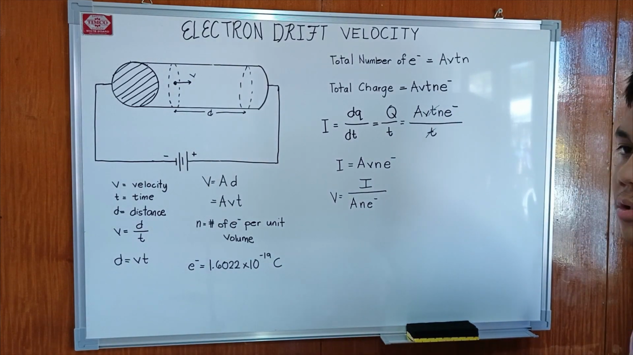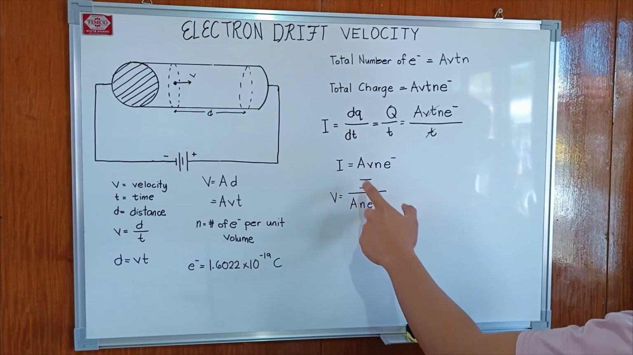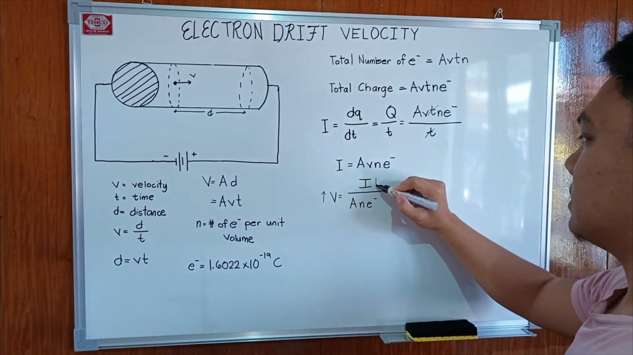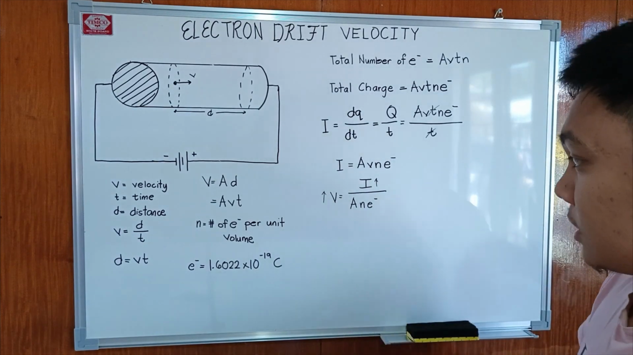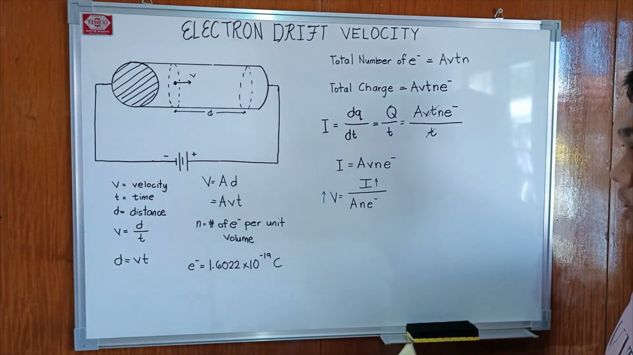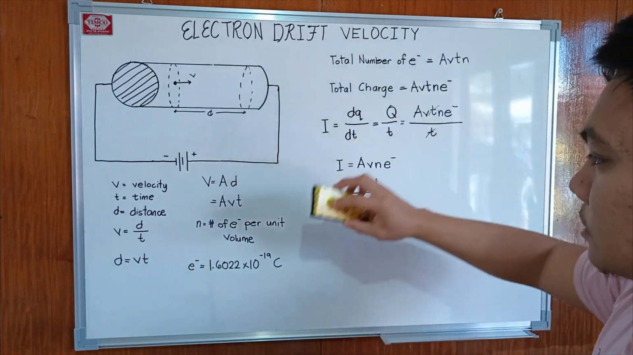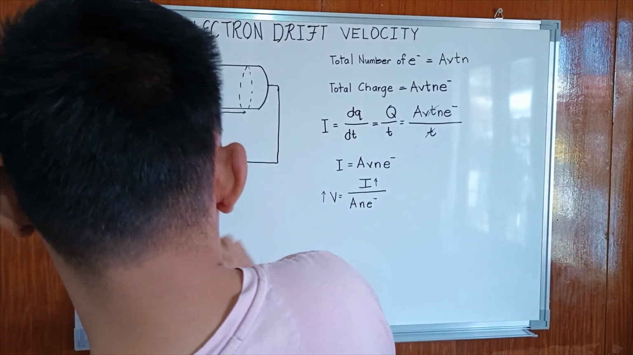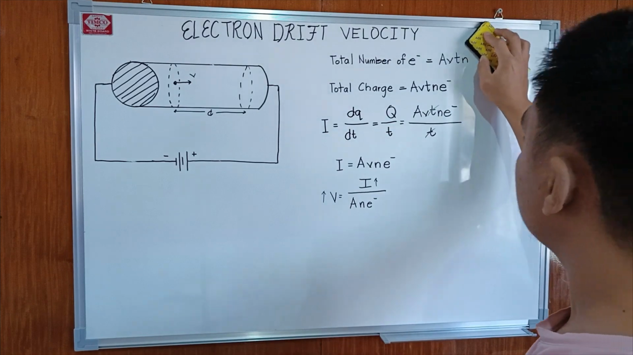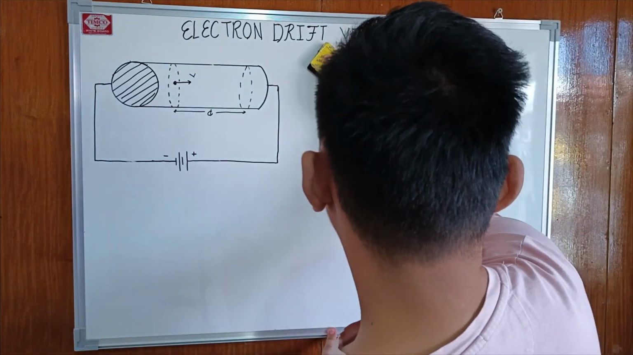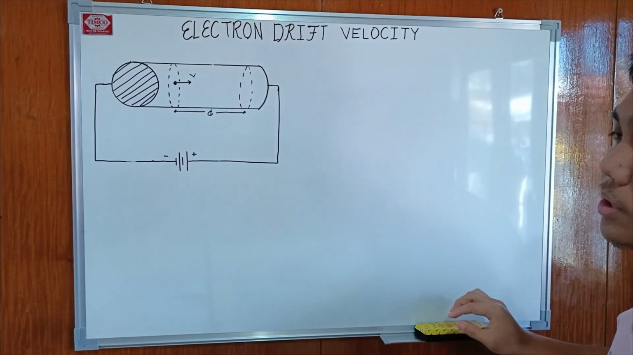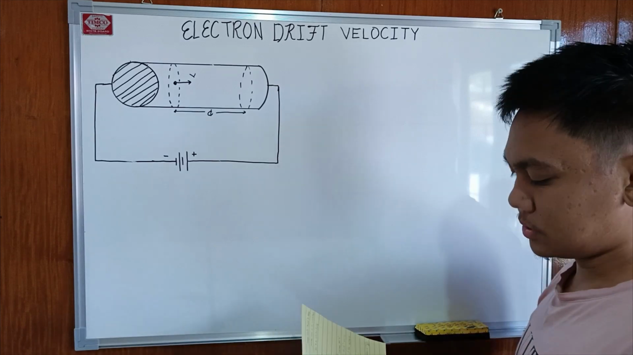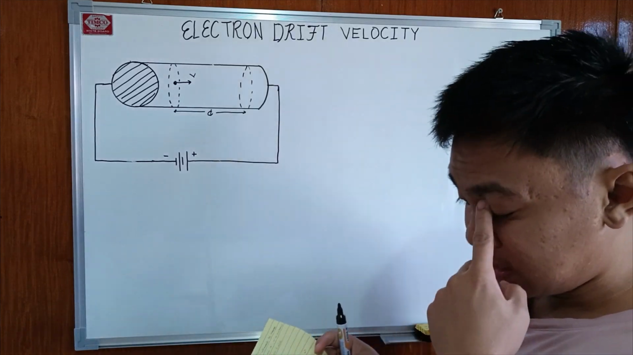So you will notice here that the drift velocity is directly proportional to the current. Meaning, if the drift velocity increases, the current will also increase. So let's try to solve a problem. This is also from the book of Teraha. So let's erase this. I hope you copied this. By the way, the drift velocity only ranges in millimeters per second. So let's remember that.